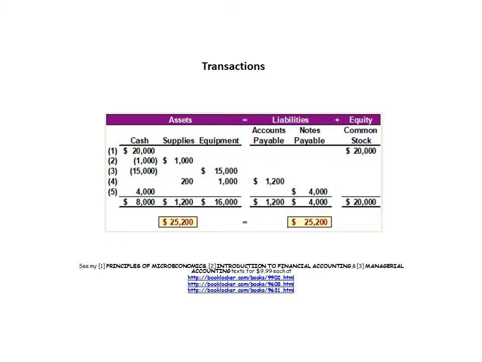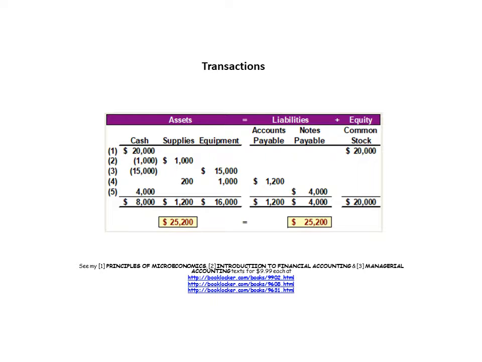Fourth transaction. It looks like someone extended credit to me and allowed me to purchase supplies and equipment on accounts payable. Fifth transaction. It looks like I went to the bank and signed a promissory note and borrowed $4,000, and that $4,000 went into my corporate checking account.